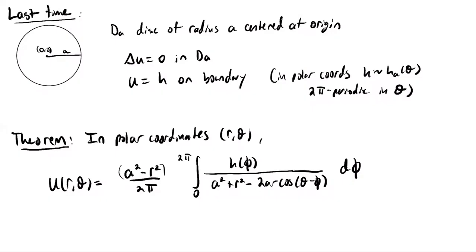And so this is a pretty famous formula, which is called the Poisson formula. It tells you how to solve the Dirichlet boundary value problem for Laplace's equation in a disk in the plane.